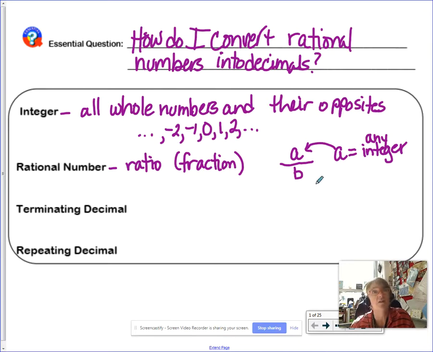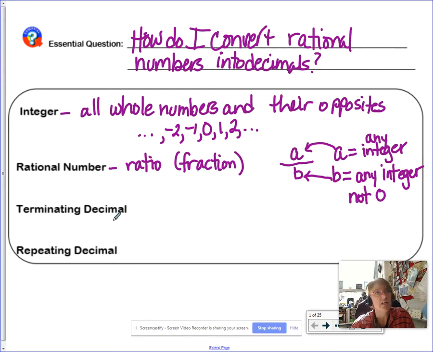In the denominator here for b, there's just one little thing we have to add in here. So b is any integer except, there's one main exception. Do you know what it is? Not 0. Because being in the denominator means you're dividing by, and you can't divide by 0. So b is also an integer, any integer as long as it's not 0. Could be positive, could be negative, does not matter.